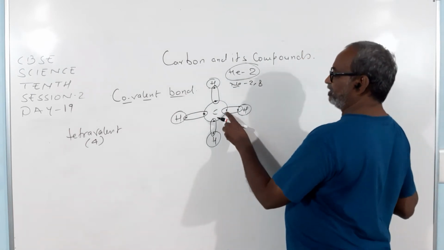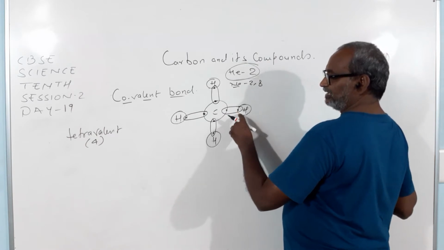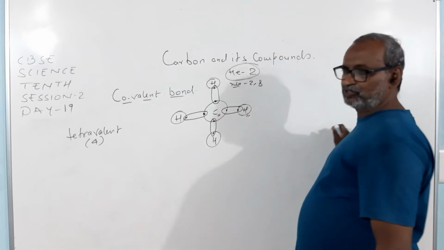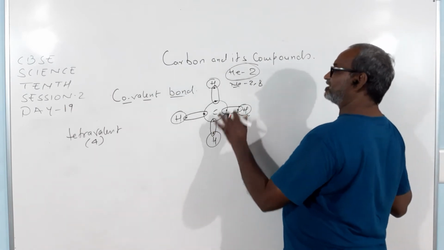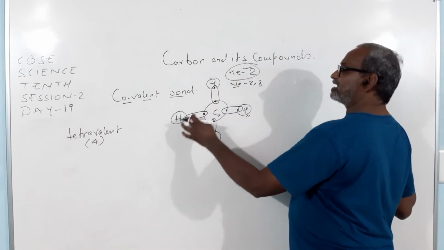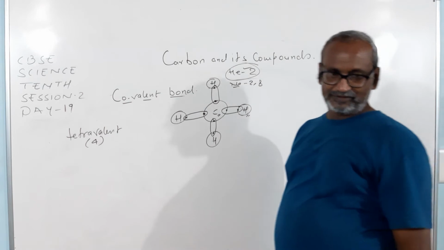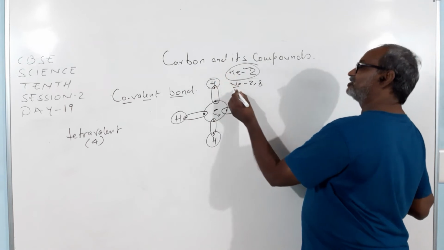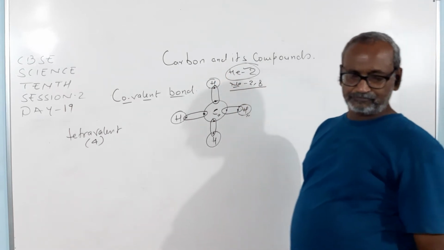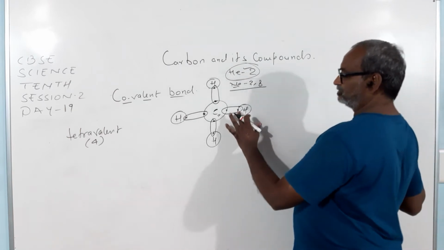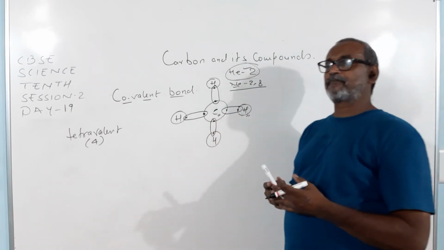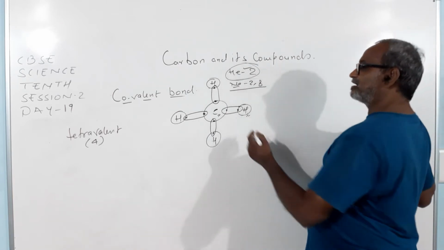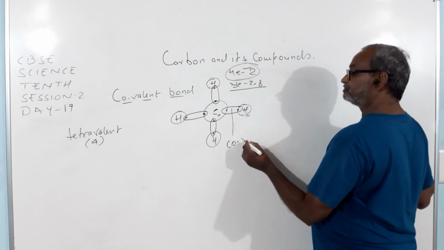Now this pair of electrons is equally claimed by carbon atom as well as hydrogen atom. So what you see here, that the duplet of the hydrogen atom and octet of the carbon atom is completed. This is how carbon atom can acquire the stable configuration of neon. So when two atoms share electrons between them, a covalent bond is formed between them.